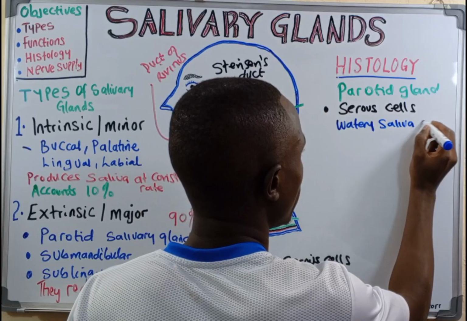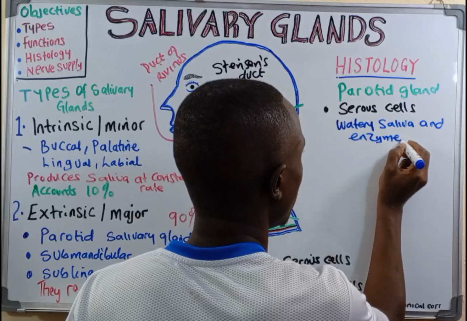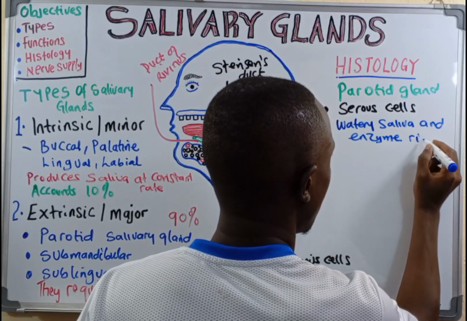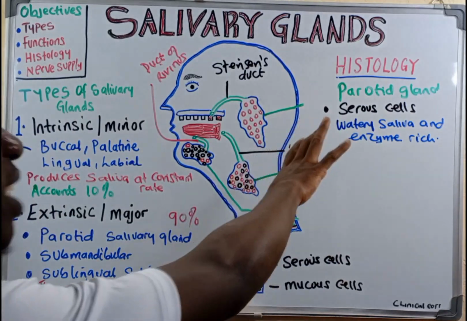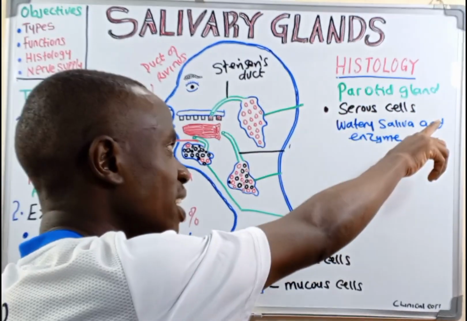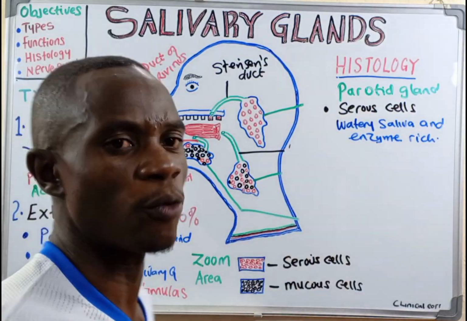Watery saliva, and which is enzyme rich. Okay, so now that is the case of the parotid gland, made up of serous cells, which is going to be providing watery saliva that is enzyme rich.